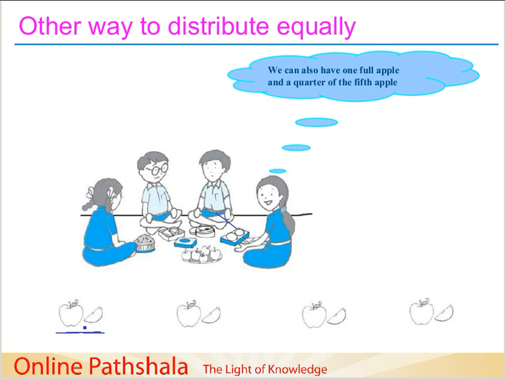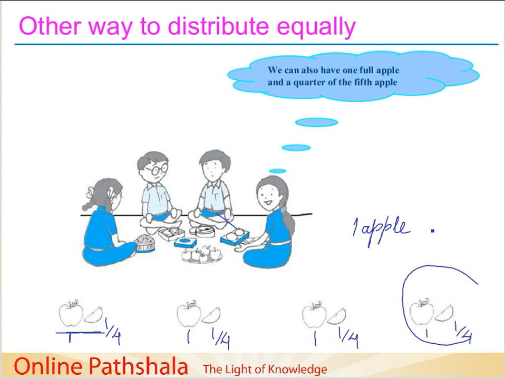So you have 1 apple, this is 1 apple, and this is 1/4 of an apple, right? Because the 5th apple is divided into 4 parts. So this is 1 apple and this is 1/4 of an apple. This is 1 apple and this is 1/4 of an apple. 1 and 1/4. Now this combination can be represented as 1 whole apple and a quarter of an apple.